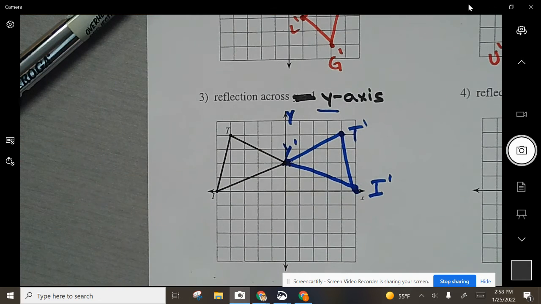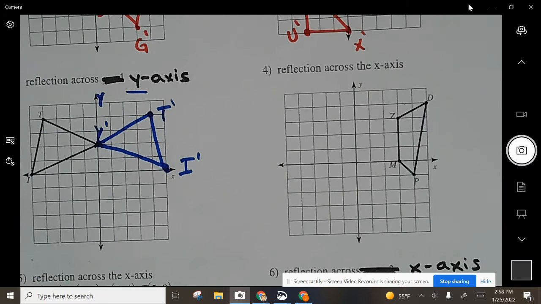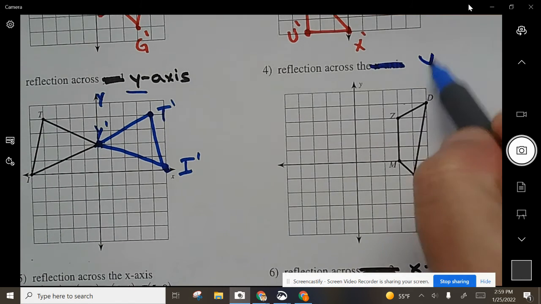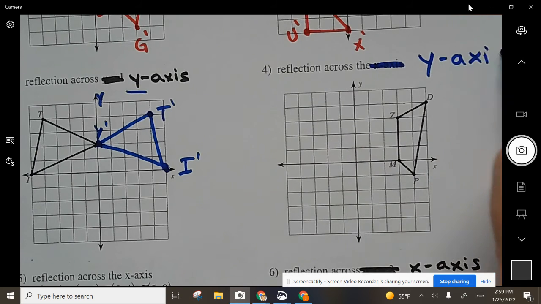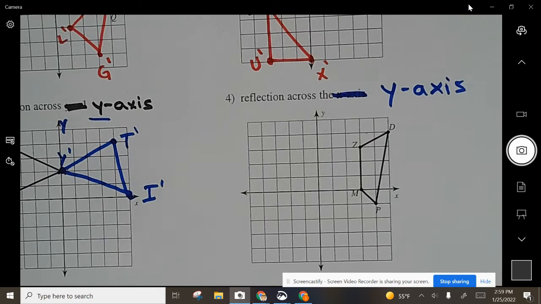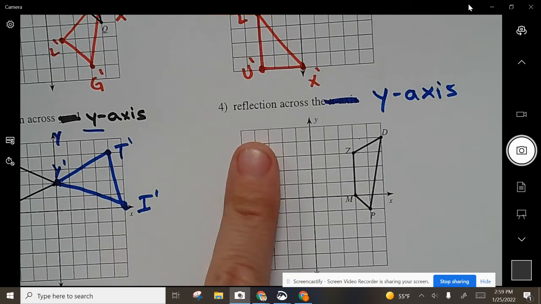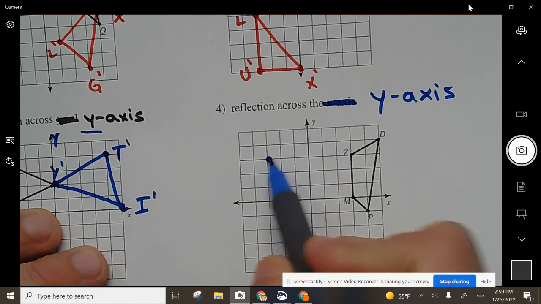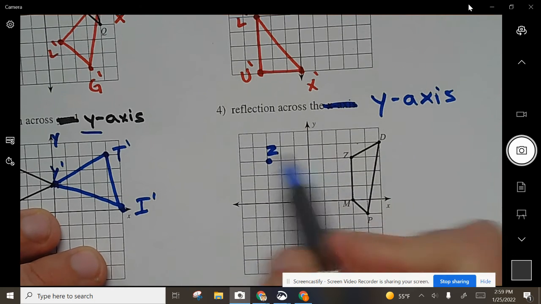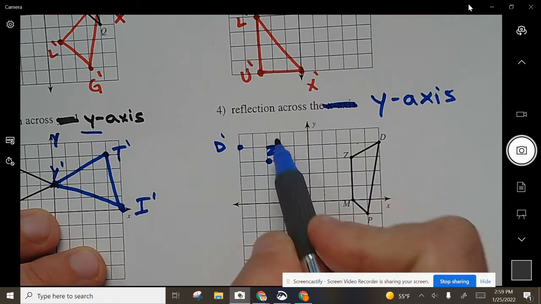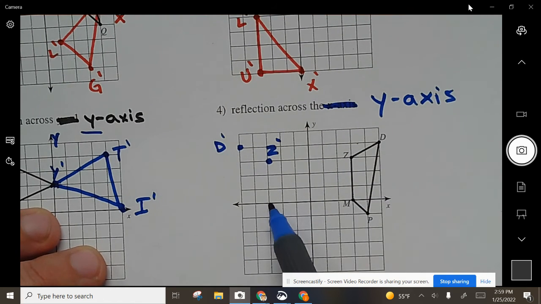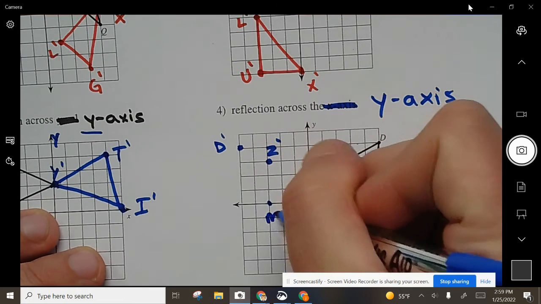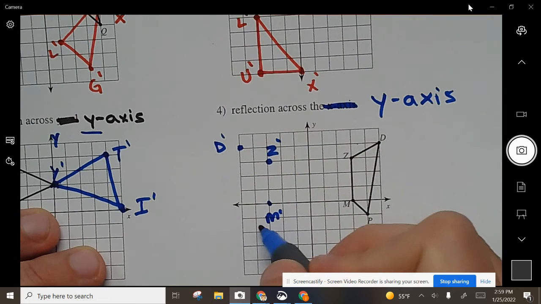All right? Go ahead and do 4 on your own. And I'm going to change this, guys. For 4, I want you to do it over the y-axis. Sorry, guys, I'm going to change that to the y-axis. So it should be ending up over here. So how many spots? 1, 2, 3. 1, 2, 3. And then D is going to be over here. M is going to be right here. And P.